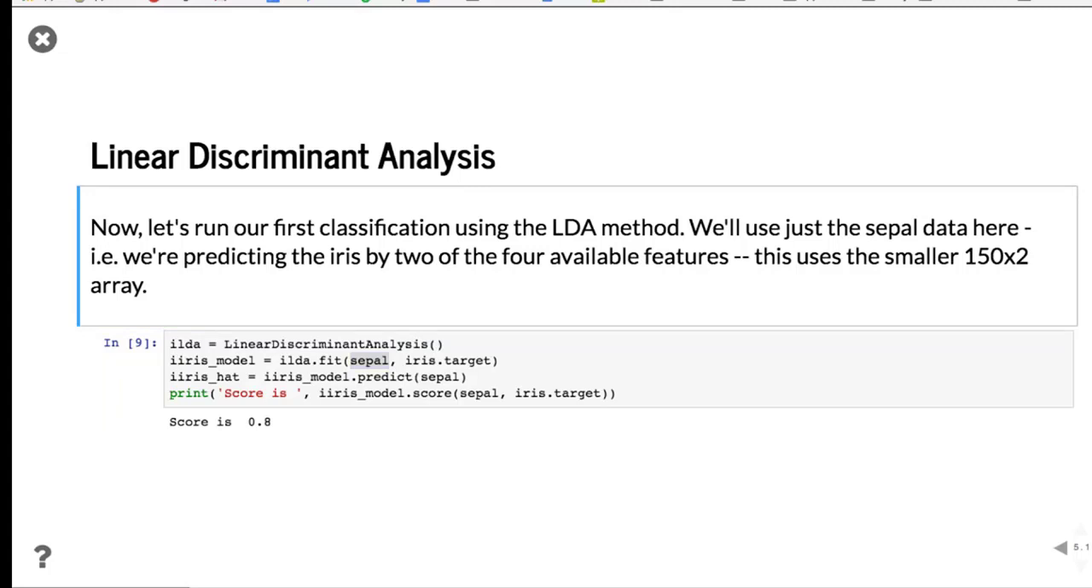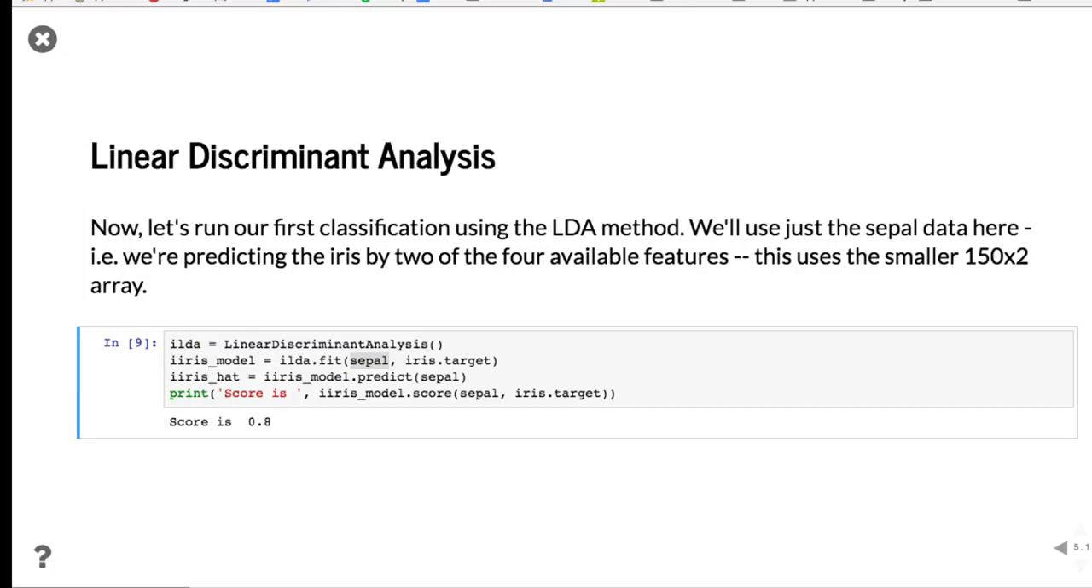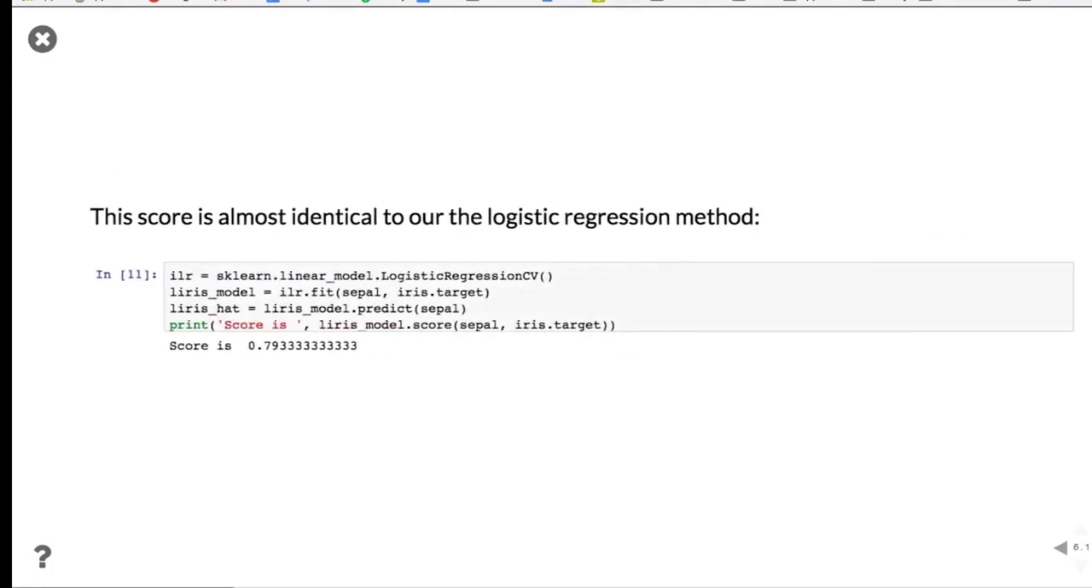This gives us a model accuracy score of 0.8. And what we're going to be focused on is how do we interpret things like this 0.8, how do we look at the data, and then particularly if we were trying to decide between linear and quadratic discriminant analysis. So that score of 0.8 is almost identical to our logistic regression method that we'd looked at before. So here I just run the logistic regression and compute the values here.